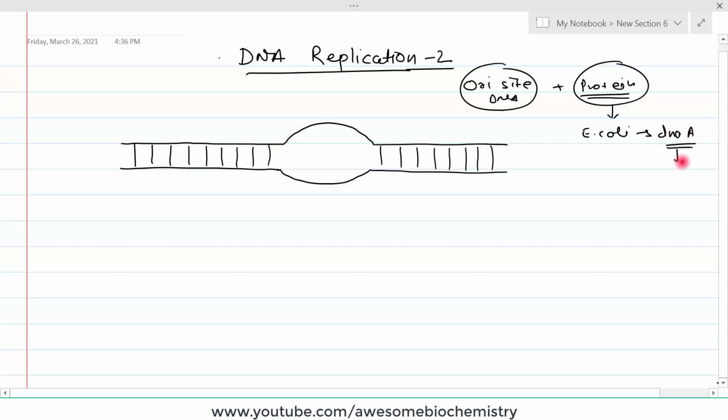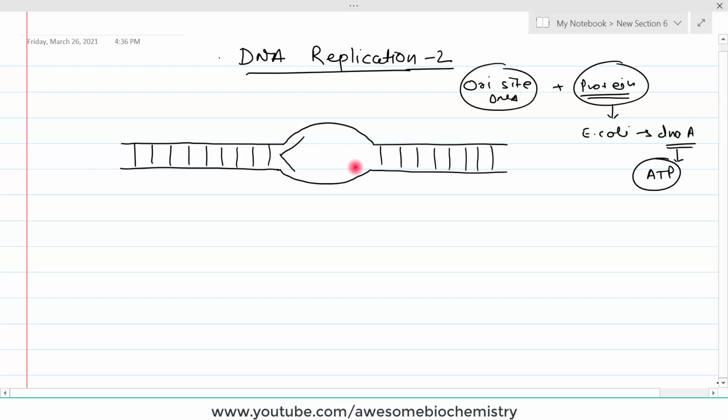This DnaA protein causes the localized untwisting or separation of double stranded DNA, causing the replication bubble formation. Its action is ATP dependent; it requires ATP as a source of energy. Now, once this happens, a little fork-like structure is formed.